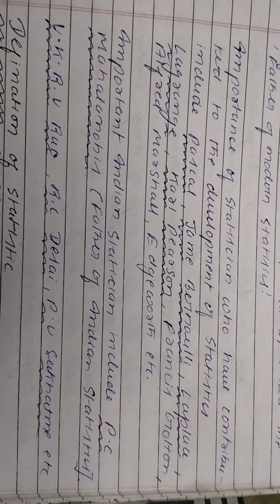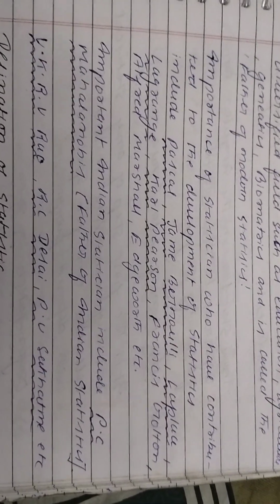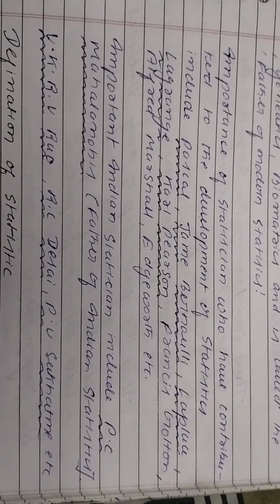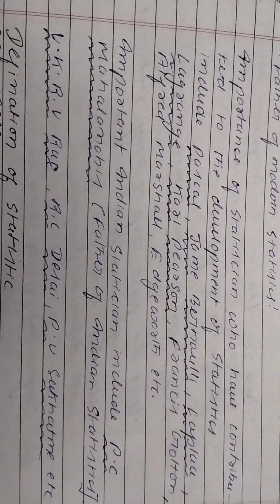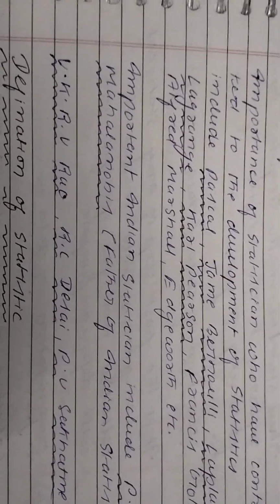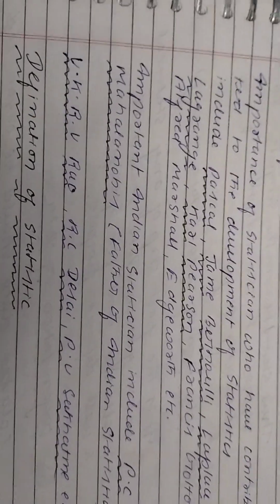Important Indian statisticians include P.C. Mahalanobis, who is the father of Indian statistics, and he is from Calcutta, by the way. Also V.K.R.V. Rao, R.C. Desai, P.V. Sukhatme, etc. If you have studied Indian economics, you will also come across these names, especially in the first chapter, where they contributed to calculating India's birth rate and death rate. So these are the famous names.